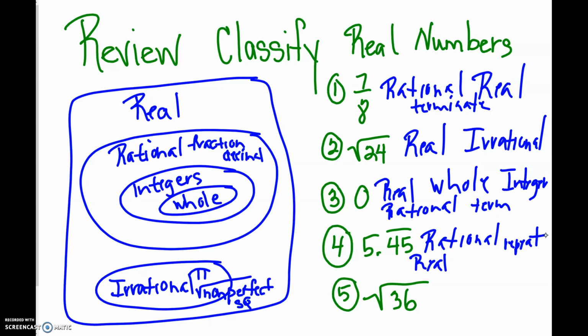All right, square root of 36. Well, we can actually simplify that. The square root of 36 actually comes out to be the number 6. So if that's the whole number 6, it is not non-perfect. It is perfect. So that means it is going to be whole. It's going to be an integer. It is going to be rational, and all numbers are real. Now this one is also a terminating decimal. Okay, so that's your review of what we did on Friday.